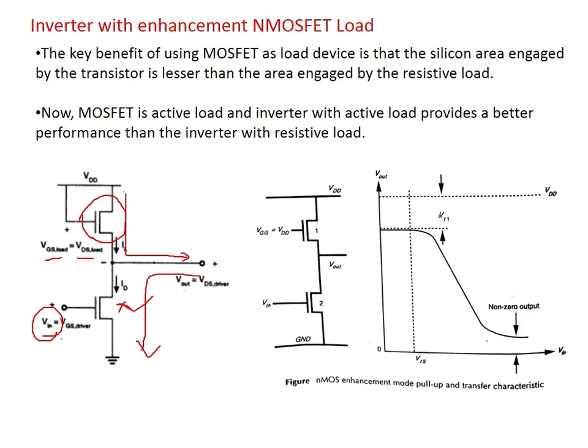So VT1 is the threshold voltage of transistor 1. That much of a drop is there, that's why we are not getting a strong high output. For high input we are getting a non-zero output, it is not exactly zero, that is, we are getting a weak 0. So in this, what is the disadvantage? We are getting weak 1 and weak 0.